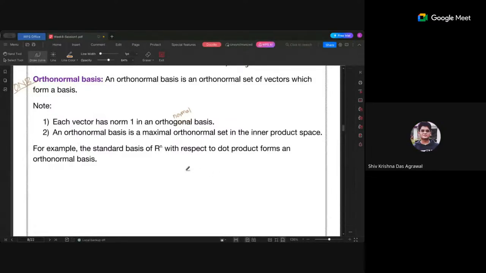So orthonormal basis has inner product 0 and norm 1. Exactly. So it is orthogonal plus norm of each vector is 1. Ma'am, it's a unit vector. Exactly. So orthonormal. Unit vector with respect to that inner product space. Okay. Fine.